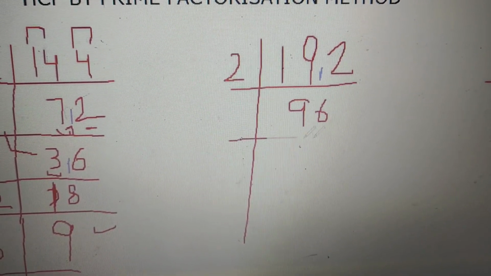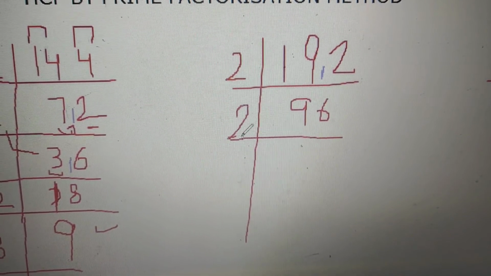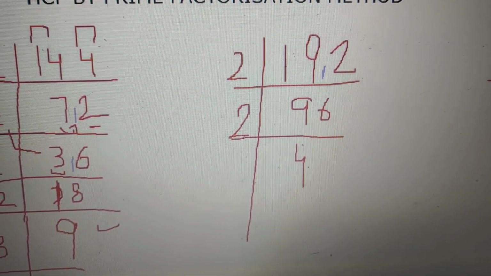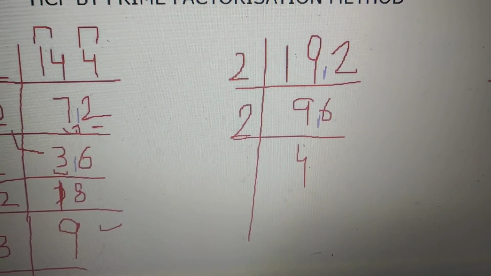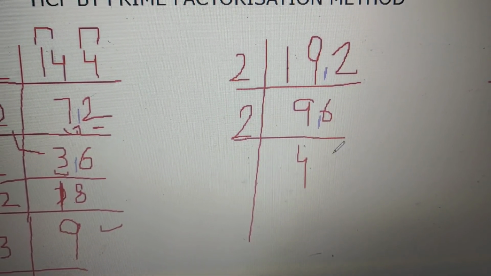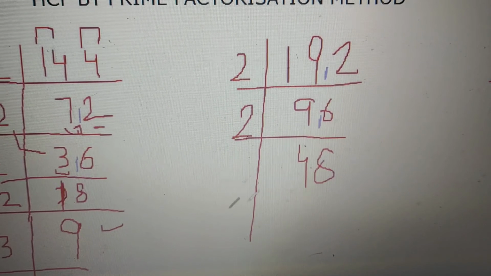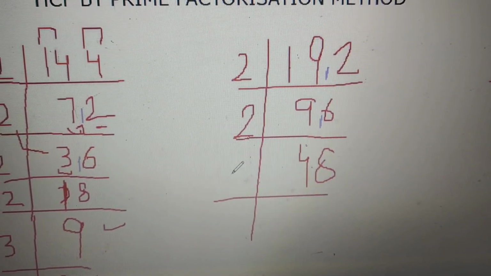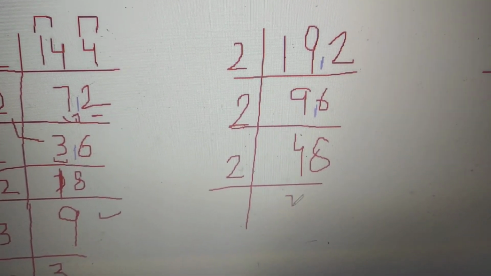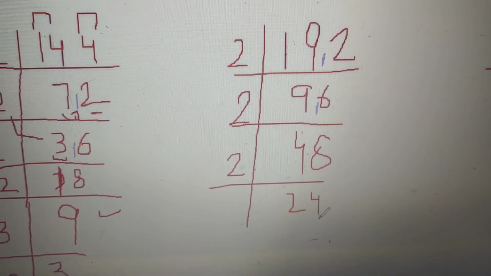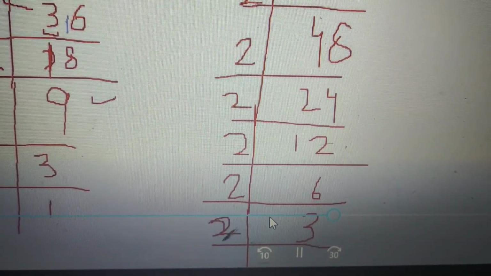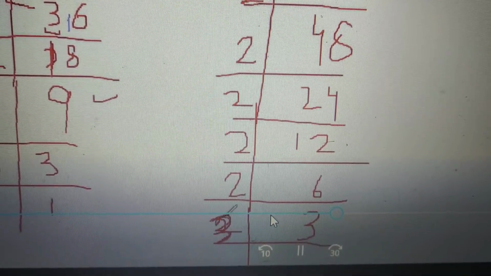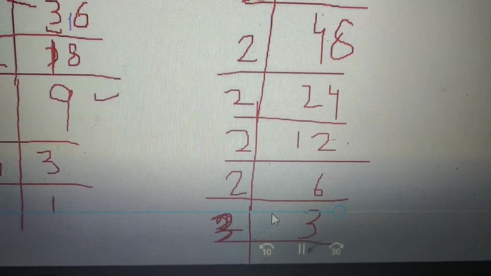Similarly, again I will start with 2. 2 4s are 8, I'll be left with 1. I will write 1 here, and 2 8s are 16. I will write 8 here. Again I will divide it by 2. 2 2s are 4, 2 4s are 8. Again here 3, 3 1s are 3.